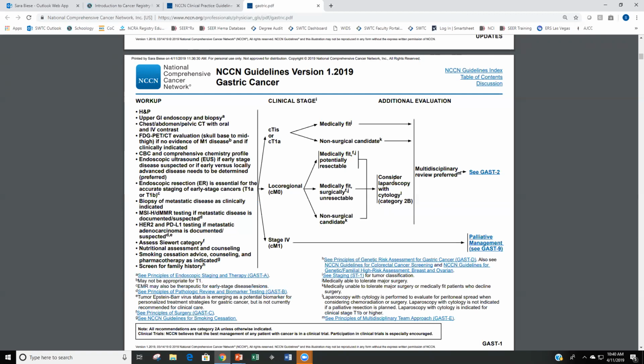And if that happens, then the treatment would no longer be curative treatment. It would be palliative care. All right. So that's kind of why they do that. It's a non-invasive way to really verify the stage of the patient. And multidisciplinary review is preferred. It's very important that these patients have all the different physicians get together and discuss the treatment plan for these patients.